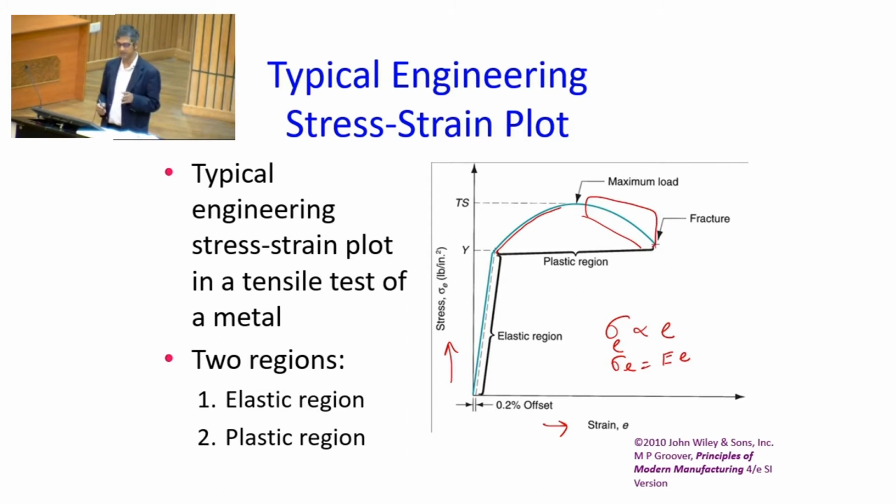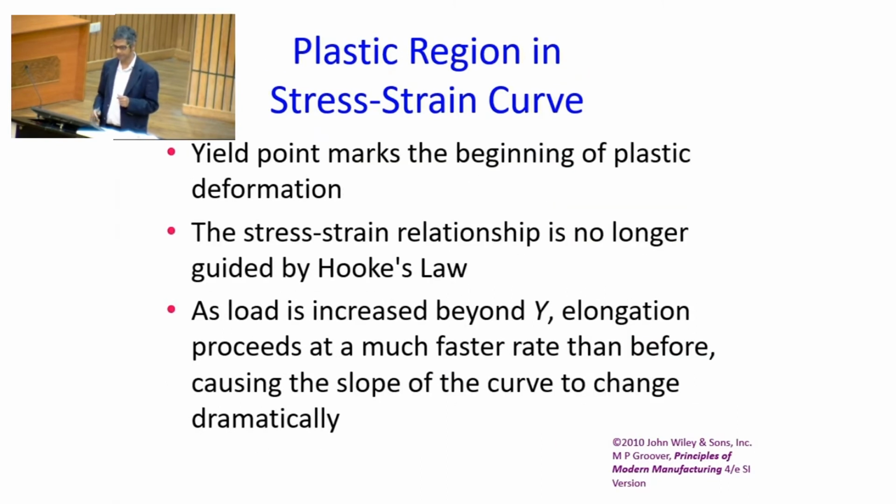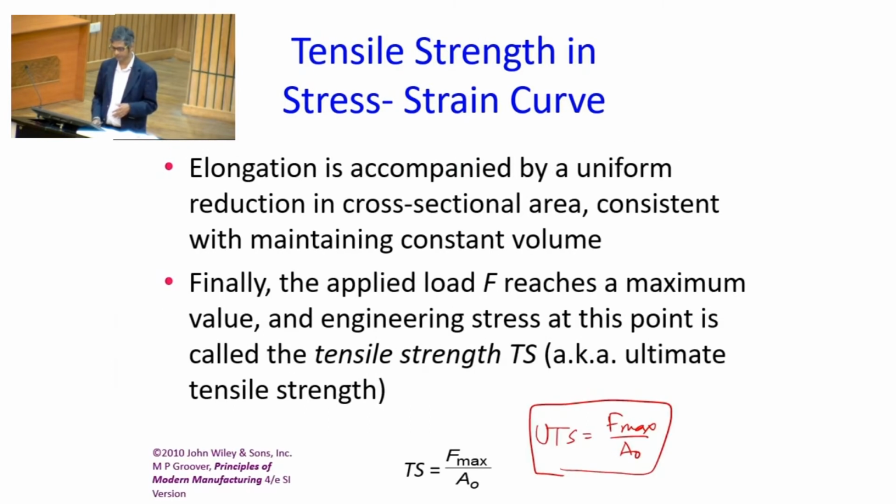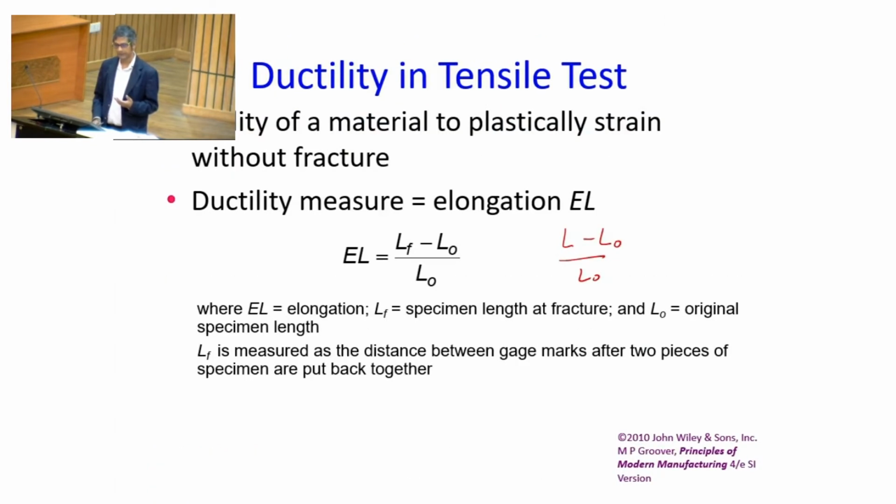So there are 2 regions, elastic and plastic. And we are most interested in the plastic part. The elastic part is governed by Hooke's law, but the plastic part is governed by defect generation and movement, right? The ultimate tensile strength is the maximum load divided by the initial area. Ductility is always measured by change of length divided by the original length, and change of length is elongation. So delta L by L0, that is the ductility, right?